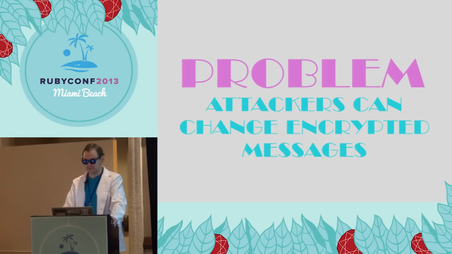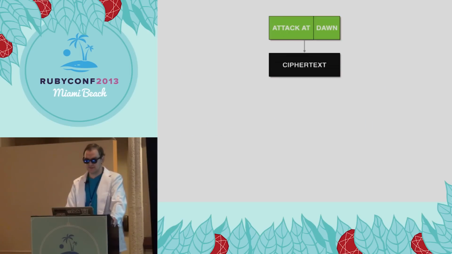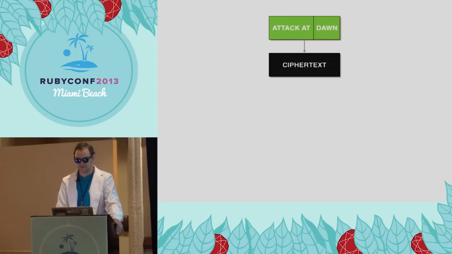So next problem. The attacker, whom we hand this message to, can manipulate it. This is something called malleability. Let's say our plain text is "attack at dawn," and we encrypt that, and we have a ciphertext, and we hand that to an attacker. Let's say this attacker is able to guess what the plain text was.